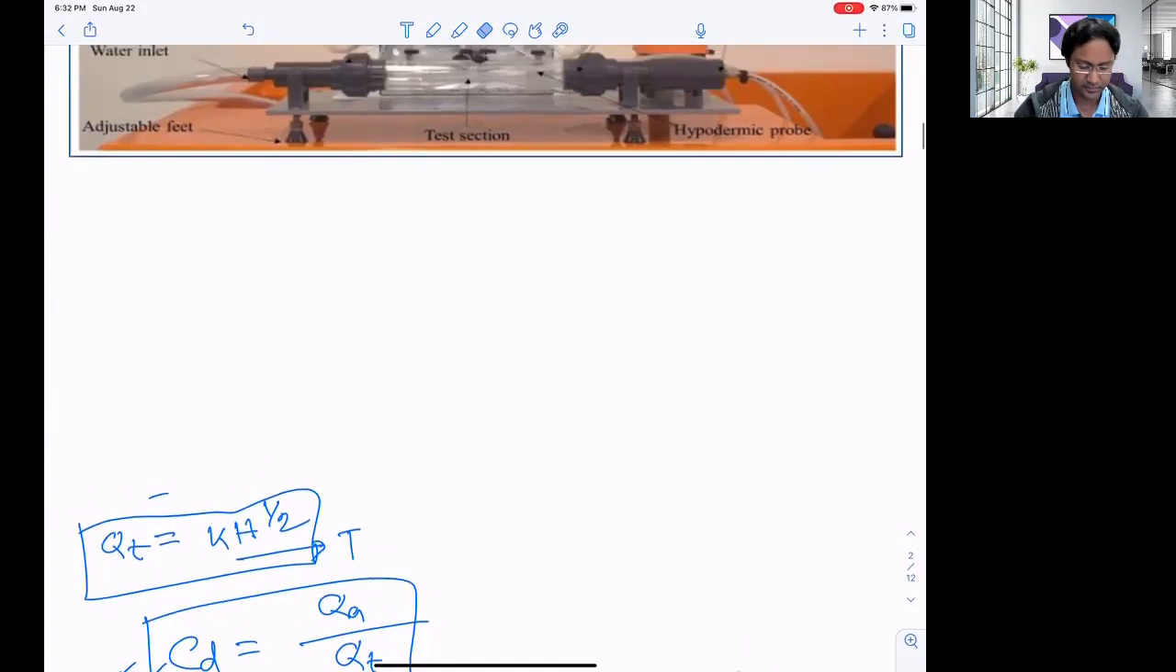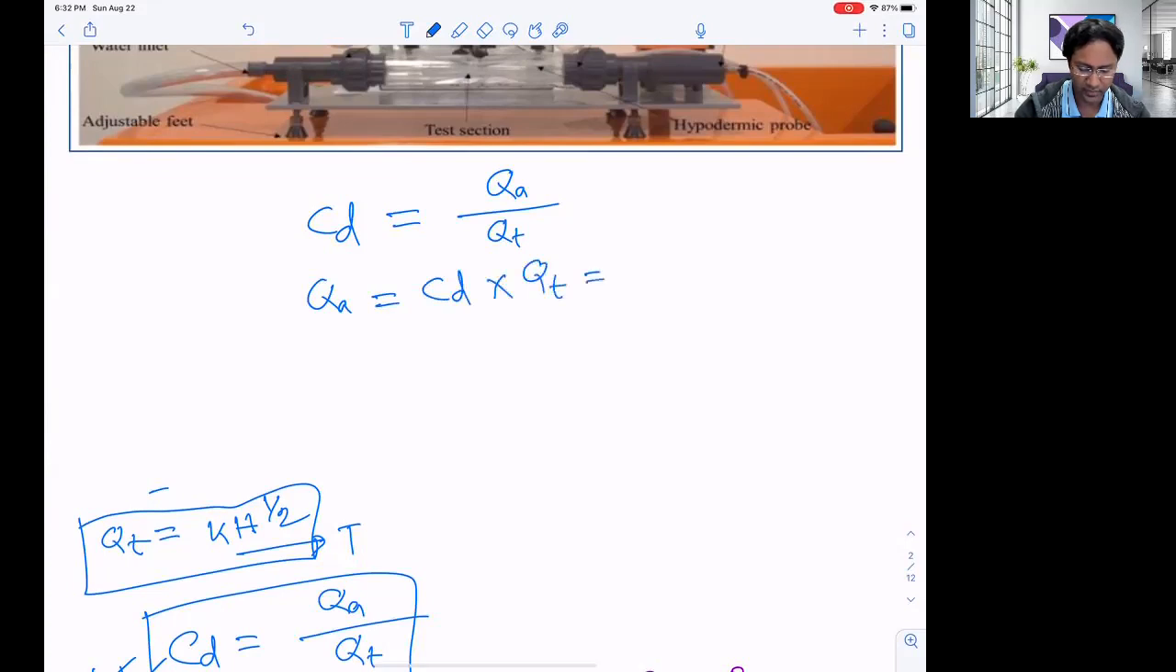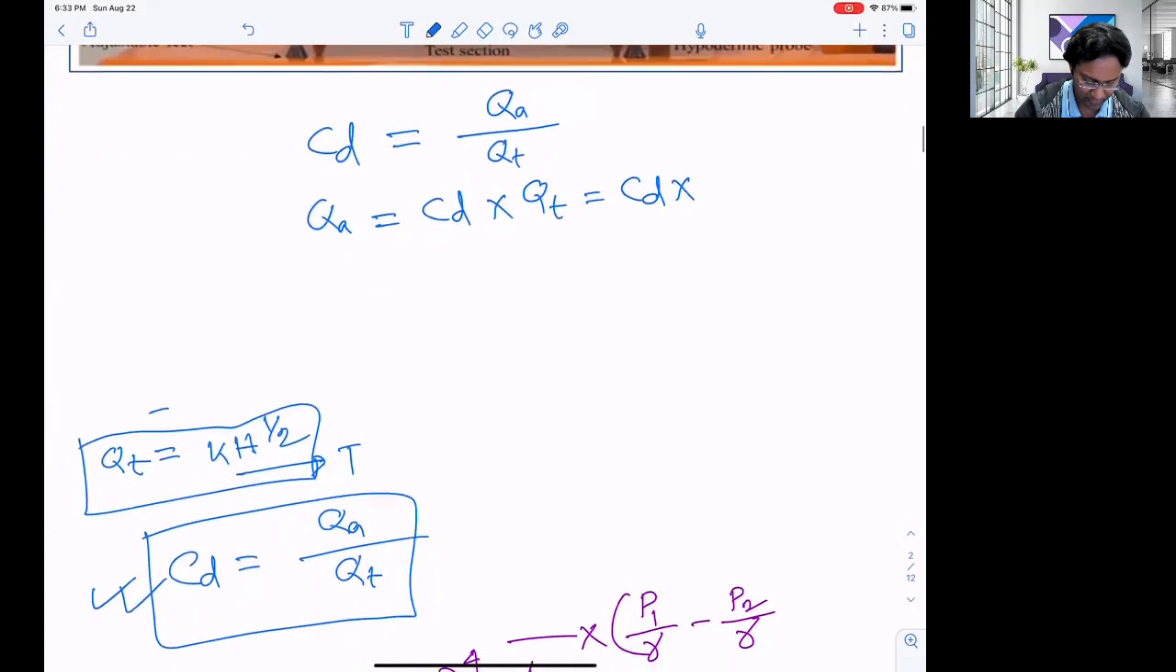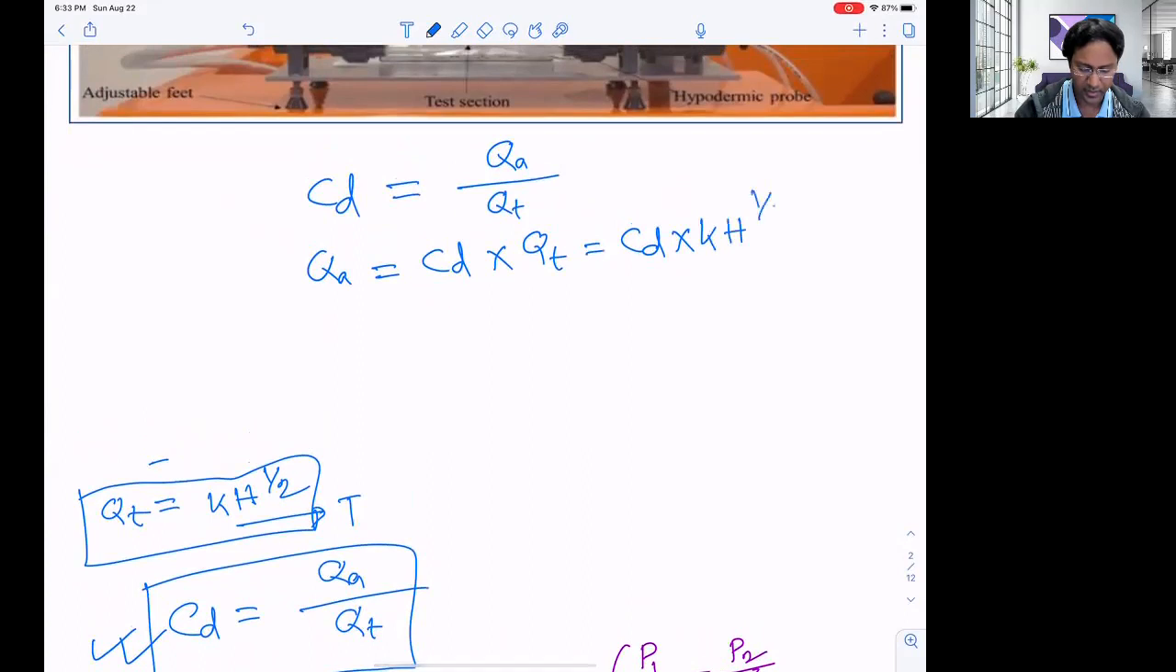Since we already have this equation, CD is equal to QA, the actual, because we want to make the relationship between the actual flow rate and the pressure differential. That's why we have to put QA here and CD into QT. By this time, we already know what QT is. It is nothing but K H to the power half.